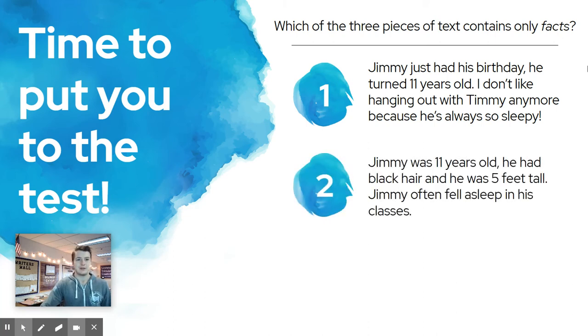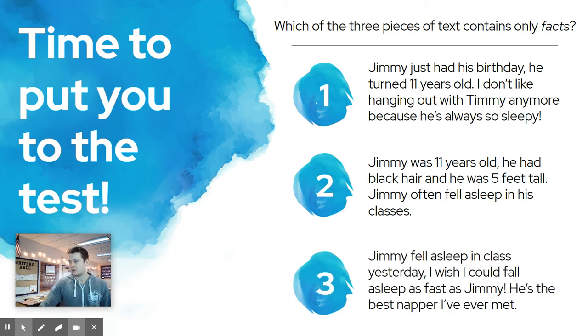All right, number two. Jimmy was 11 years old. He had black hair and he was 5 feet tall. Jimmy often fell asleep in his classes. Number three. Jimmy fell asleep in class yesterday. I wish I could fall asleep as fast as Jimmy. He's the best sleeper I've ever met.